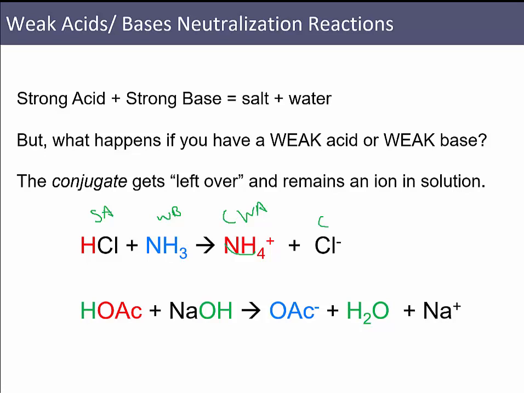The chloride ion is not going to affect our pH at all, but my conjugate weak acid will. So if I react equal amounts of HCl and our weak base ammonia, I'm going to be left over with some ammonium, which will be slightly acidic. If I take acetic acid, which is a weak acid, and I react it with sodium hydroxide, which is a strong base, I will have leftover water, which is neutral, sodium plus, which is neutral, and acetate, which is our conjugate weak base, so this solution will be weakly basic when I'm all done. And this guy up here, we said was weakly acidic.